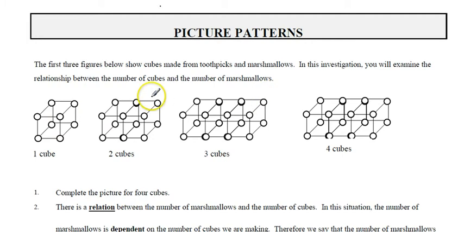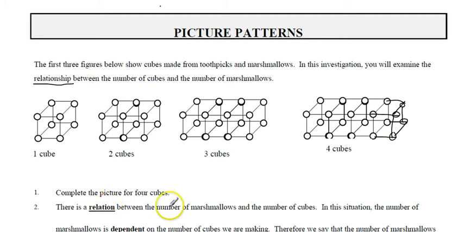In this investigation, we're going to examine the relationship, because we are doing relations and functions, between the number of cubes and how many marshmallows it takes to make that number of cubes. The first one is: complete the picture for 4 cubes. So we're just going to have to extend this out a bit, like so. Put in some marshmallows to hold things together, and there is our 4th cube.